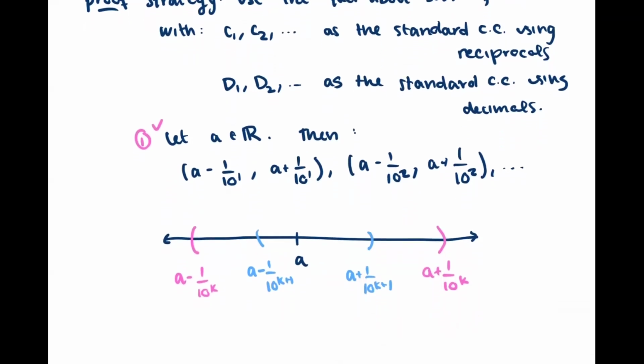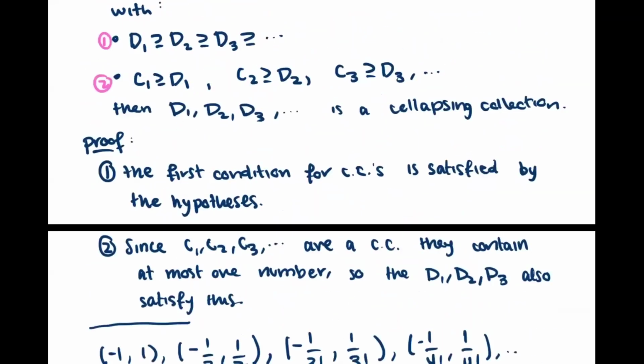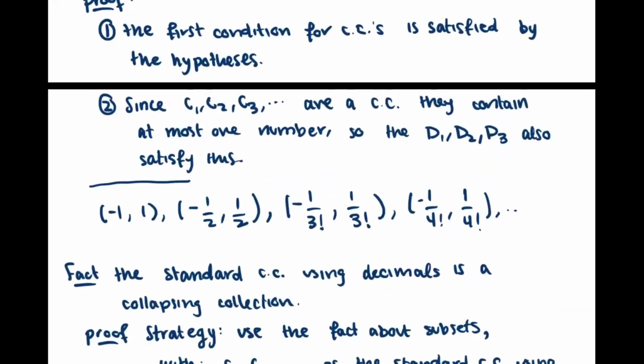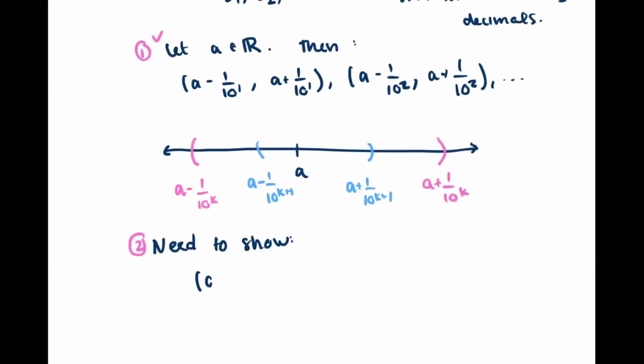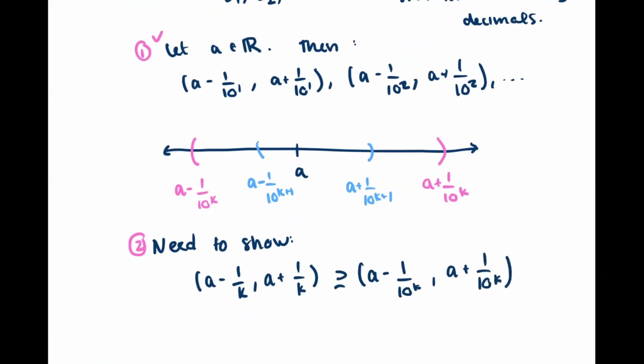So now we need to prove the second thing, that each D is contained in a C. Let me write out what we're proving here. We need to show that A minus 1 over K to A plus 1 over K contains the interval A minus 1 over 10 to the K up to A plus 1 over 10 to the K. Okay, so why is that true?